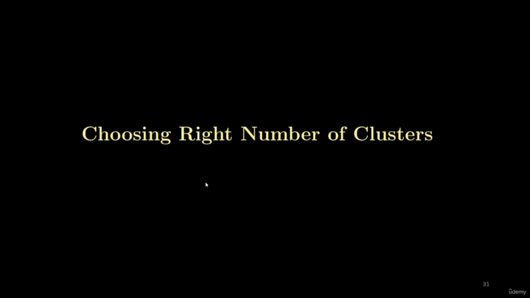In this lecture, we will learn how to choose the right number of clusters using the elbow method. Previously, we selected the number of clusters manually. We saw that in the 1D and 2D examples where we implemented the K-means algorithm, we selected the number of clusters manually. Here we are going to learn the elbow method to select the optimal or right number of clusters.